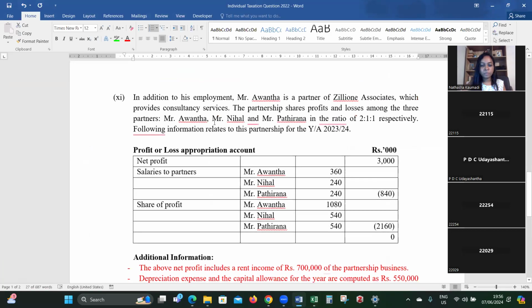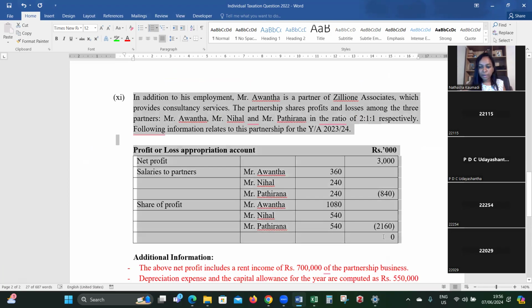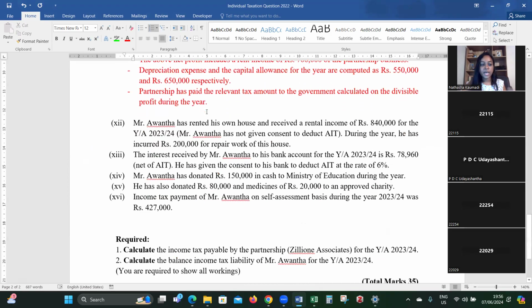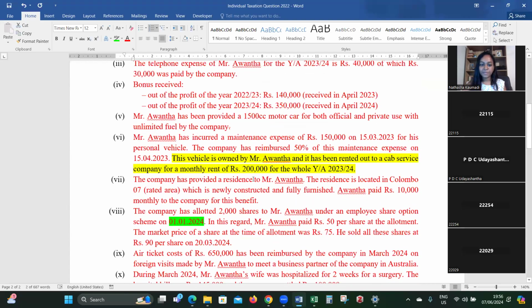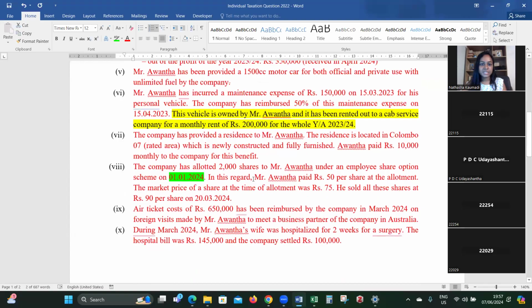So after that, you come to this partnership part. You have completed that. I can highlight it as well. And we have these points only, the balance points. We have already read these points: the rental income of his own house, this interest income, these 2 donations, and the self-assessment payment. So as you can see now, we have considered all the employment income things, right? All employment income we have considered.